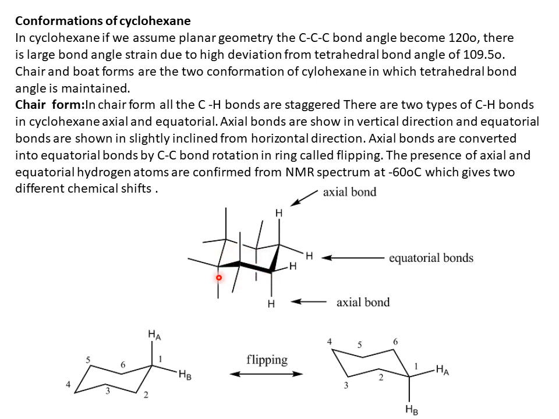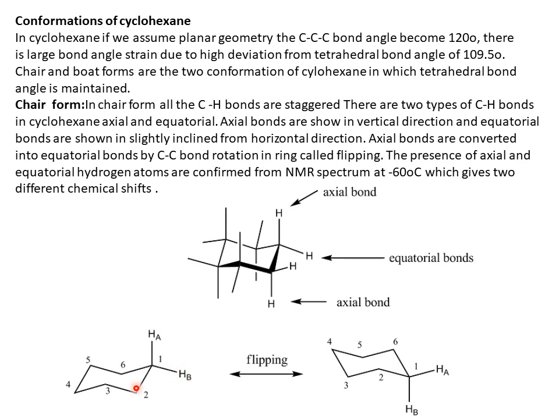So this is the most stable conformation in cyclohexane. The chair form is the most stable one, and this bond is an equatorial bond and this is an axial bond. We can convert the axial bonds into equatorial bonds by a process called flipping. Let us look at this figure. This is HA, a hydrogen atom. HA is on the axial line, whereas HB is on the equatorial line.